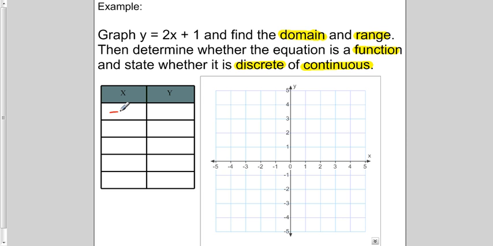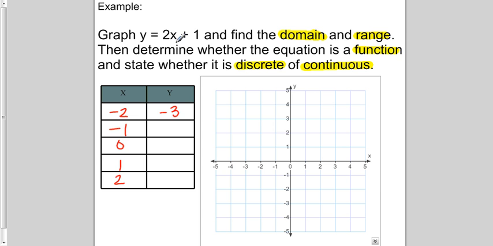So in the table here, it's good to have a couple negatives and a couple positives, and of course centering around 0 is going to be the easiest. Okay, so you pick your x values, your inputs. Now to get the y value, you go up to the equation and you plug in x. So to find the y value, I'm going to take 2 times the x value and then add 1. So for -2, 2 times -2 plus 1 gives me -3.